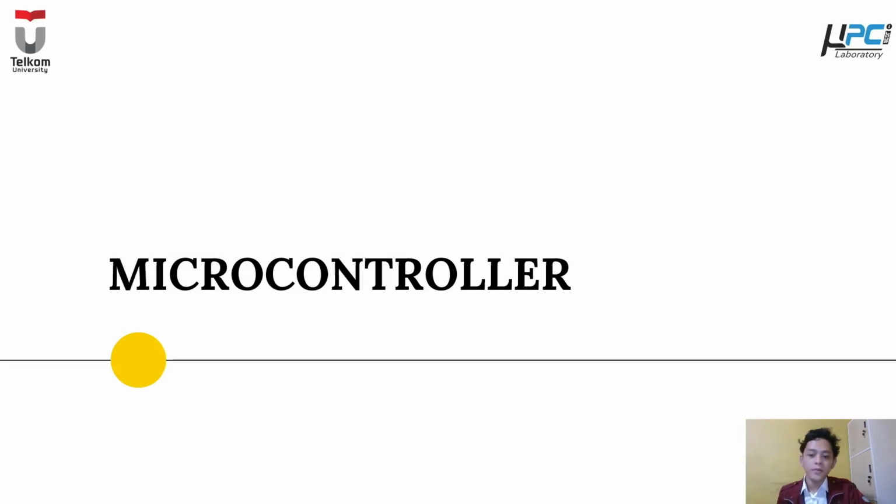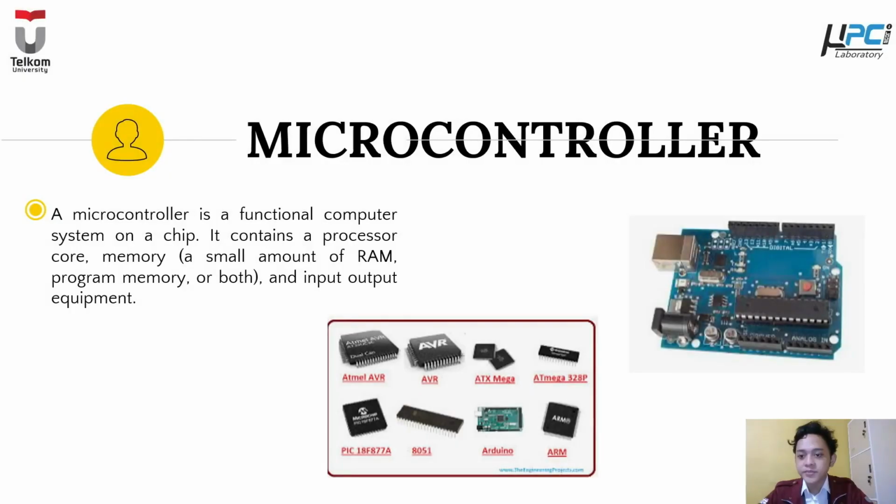Now we're gonna learn about microcontroller. A microcontroller is a functional computer system on a chip. It contains a processor core that we talked about before, memory, a small amount of RAM, program memory or both, and input-output equipment. So they can interact with maybe other microcontroller or other component.